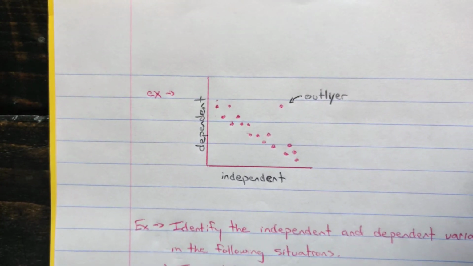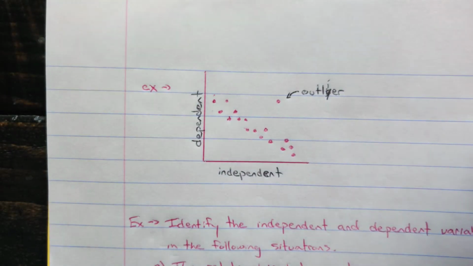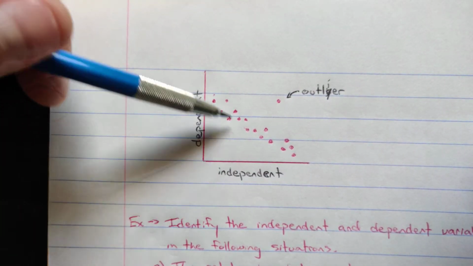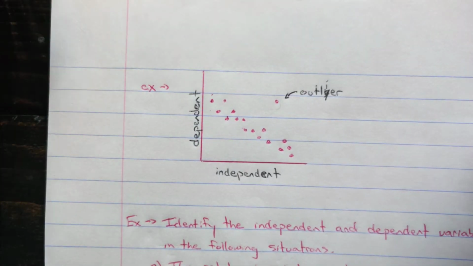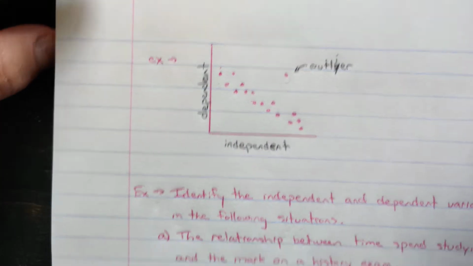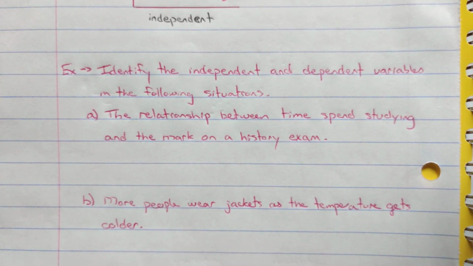So again, there's a diagram of that. We got our outlier, and there's the dependent and independent variable. So this is decreasing values, and then there's this outlier point that's kind of in the middle of nowhere. So for some examples, working with this, identify the independent and dependent variables in the following situations.